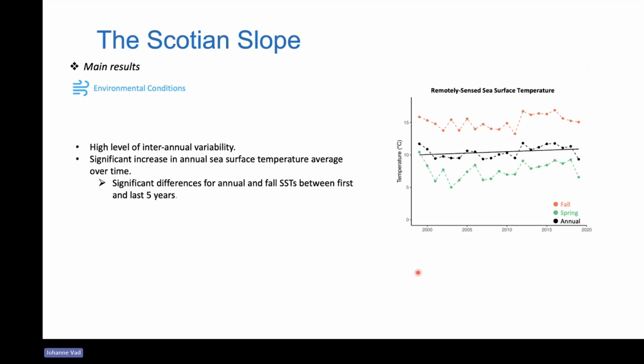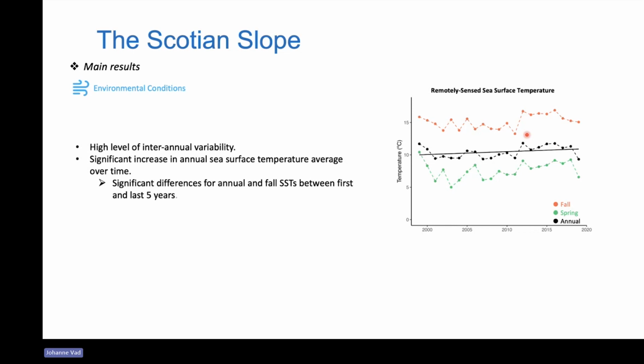Well, first, if we look at the remotely sensed sea surface temperature for fall here in orange, spring in green, and annual in black, we see that there's a really high level of interannual variability, which is expected for such an oceanographically complex region. We also noticed that there is a significant increase in the annual sea surface temperature average over time. That's denoted by this regression line.